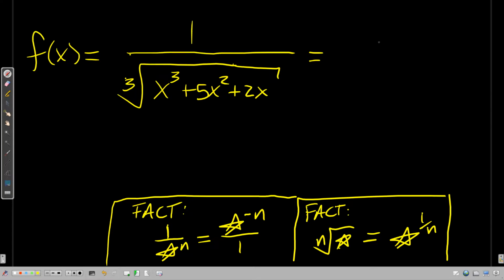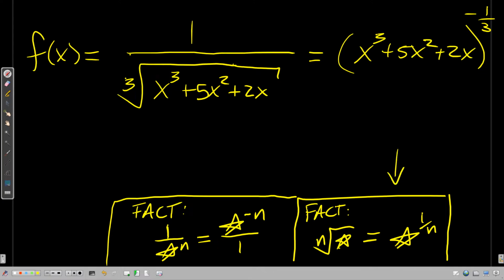This would be nothing more than, well, here's my object, here's my star. My star is x cubed plus 5x squared plus 2x. It's that thing under the radical, but instead of being to the cube root, it's going to be to the minus 1/3. You can see that it became a 1/3 because of this fact, and it was minus because of this fact. Well, now I've got a writing of f that I like.